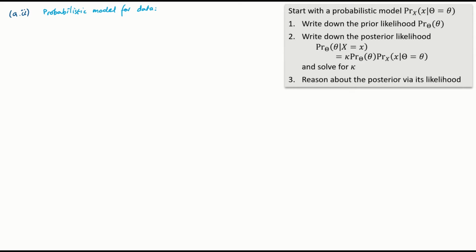Start with a probabilistic model for the data. Need to read the question, remind ourselves what is the model that the question tells us about the data. It tells us x1 up to xn are sampled independently from a uniform distribution between mu minus theta and mu plus theta.